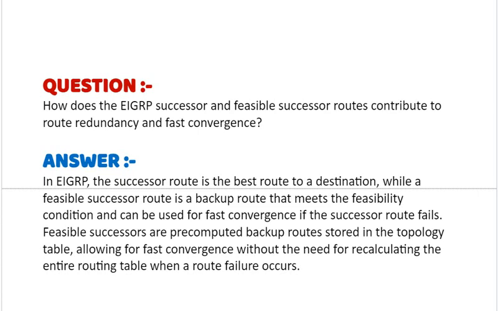Feasible successors are pre-computed backup routes stored in the topology table, allowing for fast convergence without the need for recalculating the entire routing table when a route failure occurs.